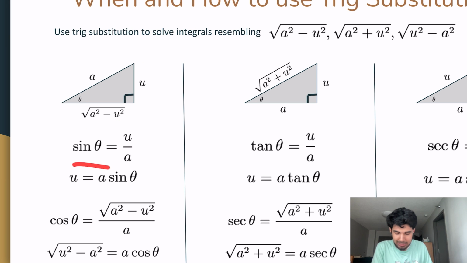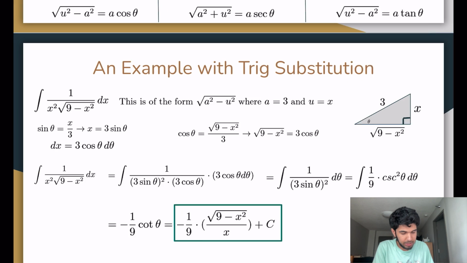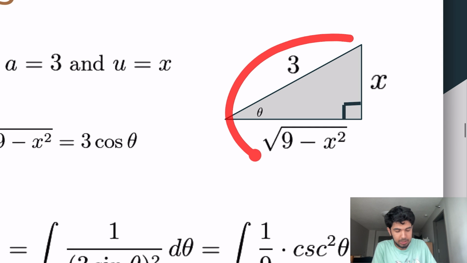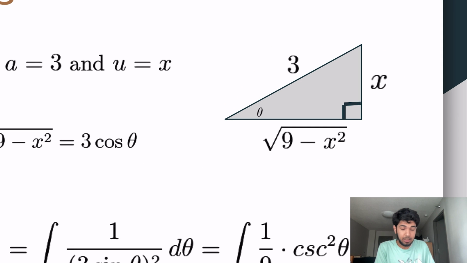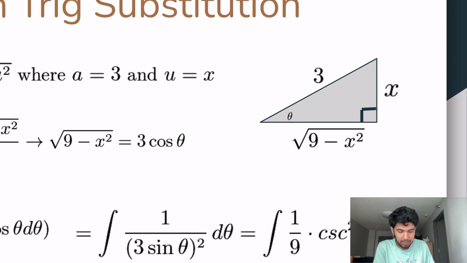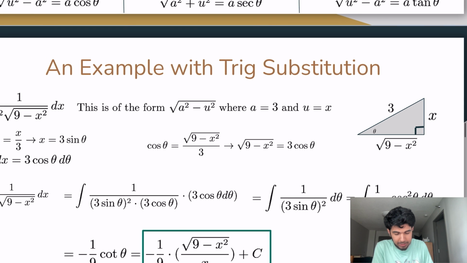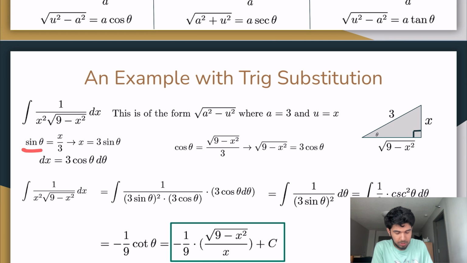So we can calculate sine of theta and u accordingly. Let's first look at that triangle. This is what the triangle looks like, and indeed the Pythagorean theorem checks out. If we take the sine of theta, that's opposite over hypotenuse, that's x over 3. So x equals 3 sine of theta. Solving for dx, we get 3 cosine of theta d theta.